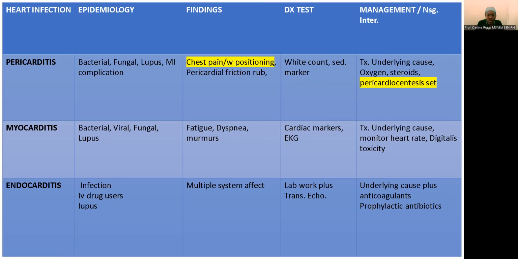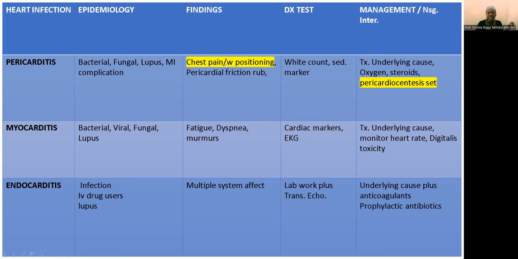So different layers of the heart could get infected. It could be from different types of pathogen. It could be bacterial, it could be fungal, it could be viral. So a number of different pathogens. So let's start with peri first. Pericarditis, whether it's bacterial, fungal, lupus, MI complication, there is an inflammation, itis, in the pericardium part of the heart. Very painful condition. There is a whole positioning question with pericarditis.